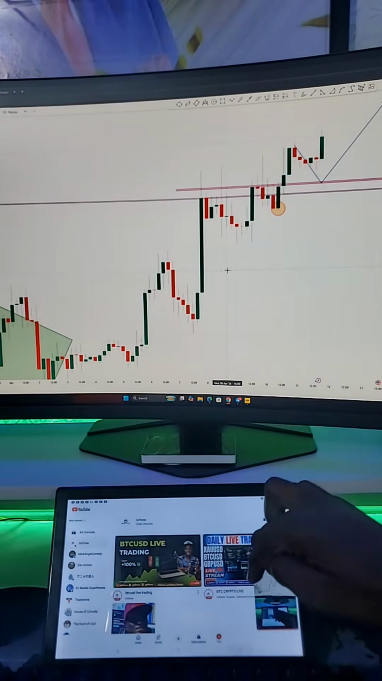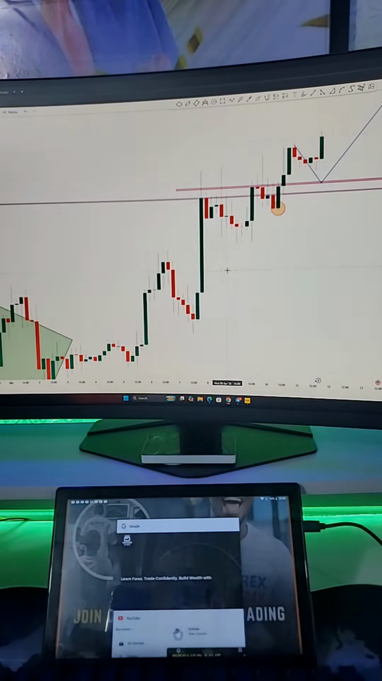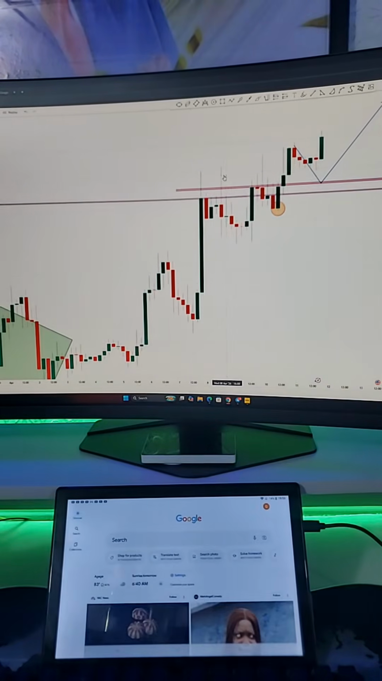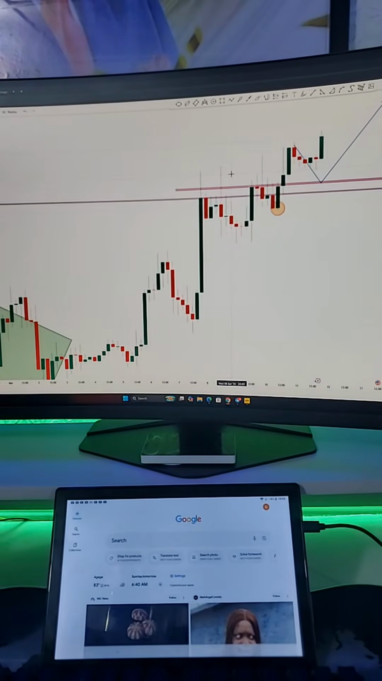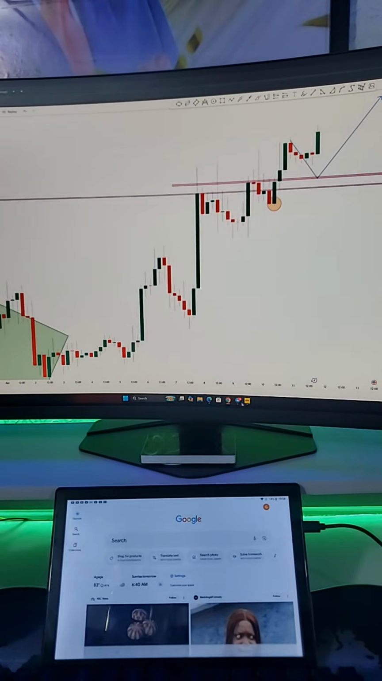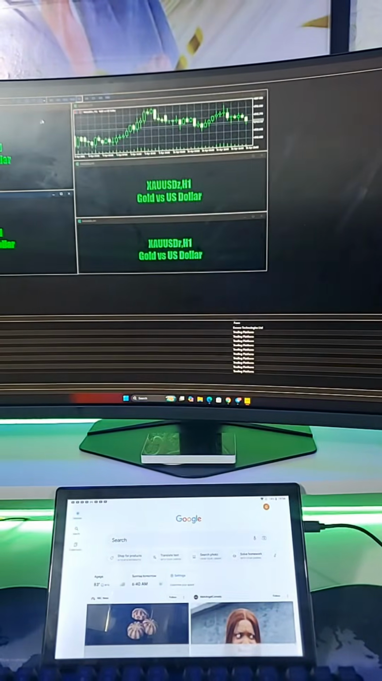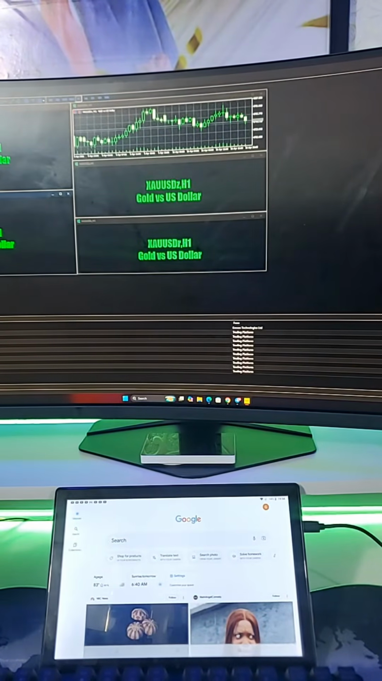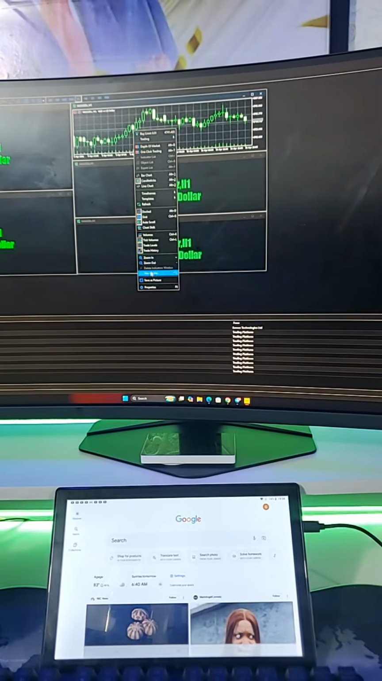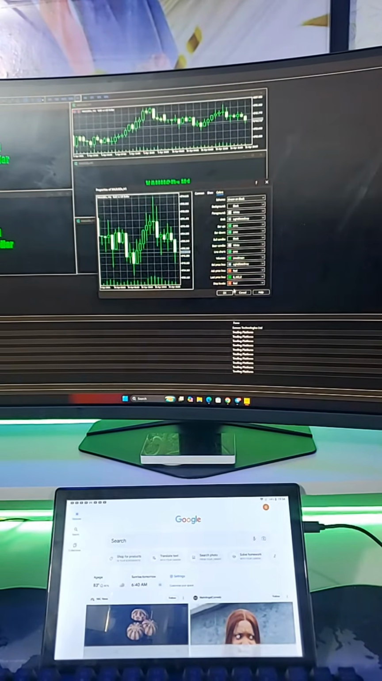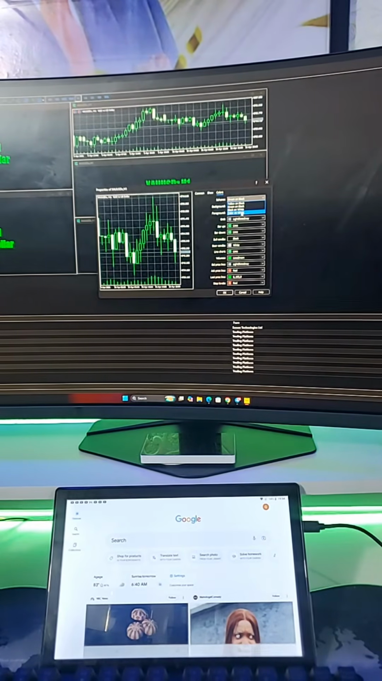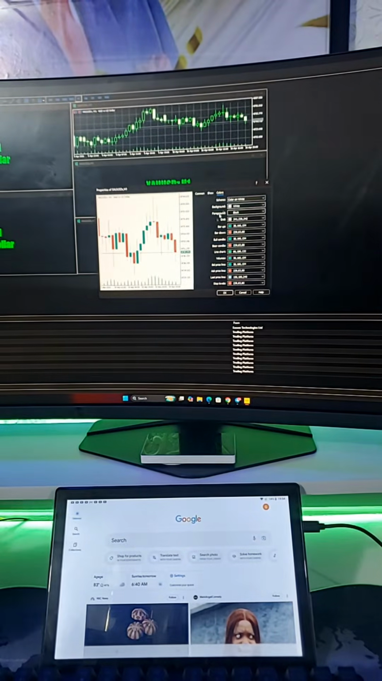So let's check now. Let me quickly edit this particular interface so that it will be clear, and then I will know what I am doing per time. I'll come here and click on colors. I'll do color on white.